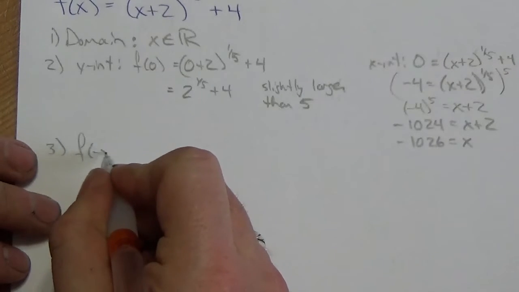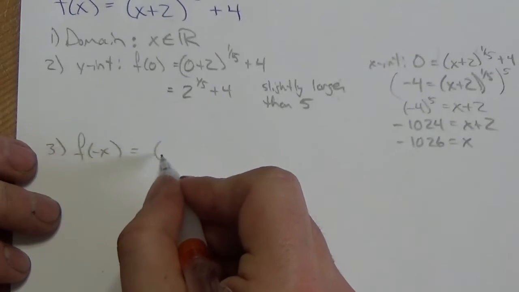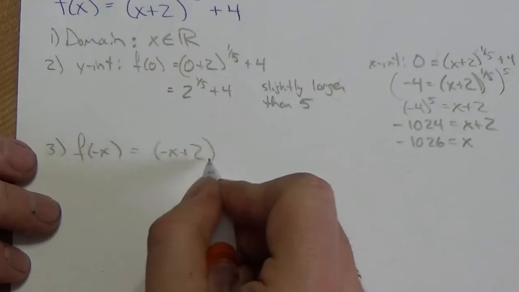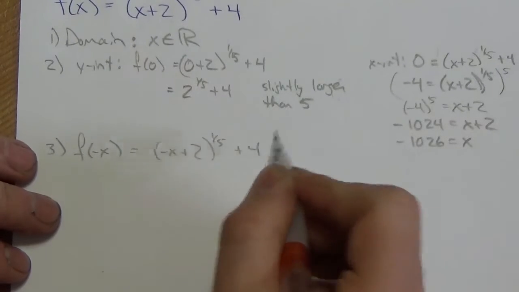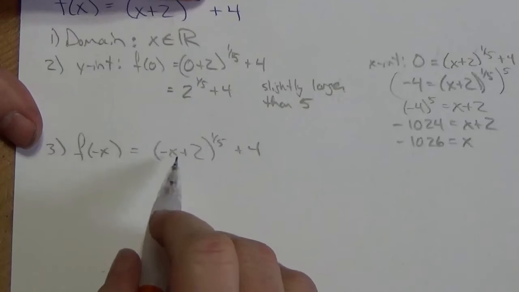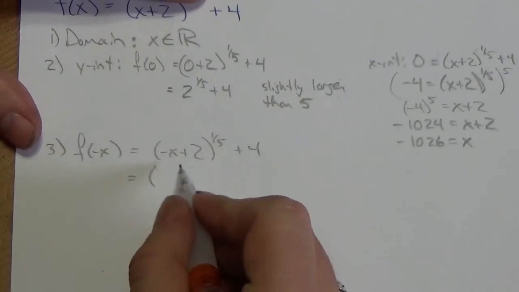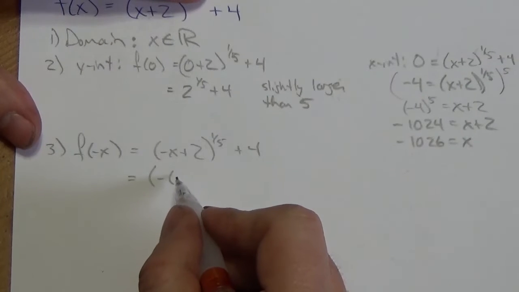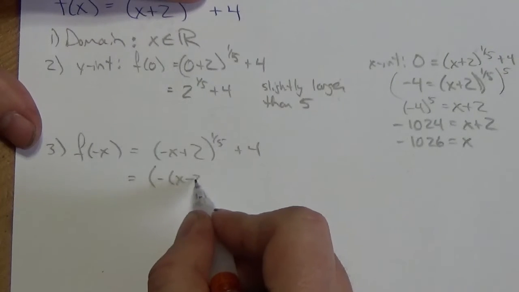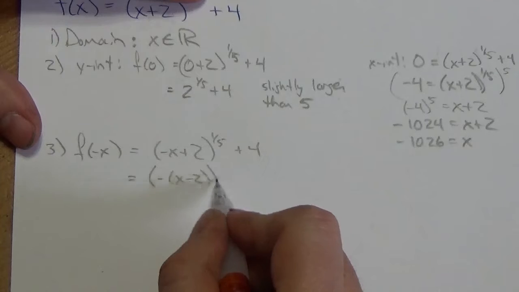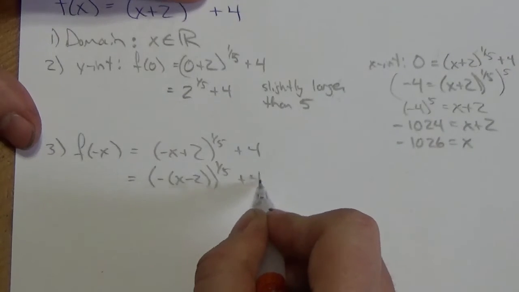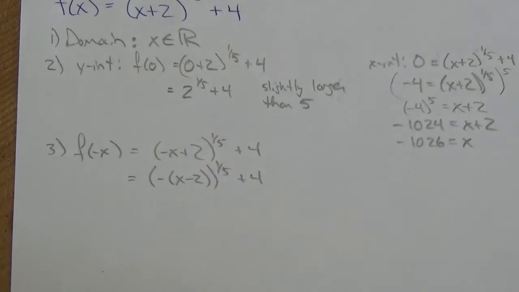I am going to plug in a negative for x. Okay, now in order to see what's going on here, I'm going to have to factor the negative out of that negative x plus 2. And that's going to leave me with negative x minus 2 all to the 1/5, because I do this in steps. I don't try to do this too fast. I do this in steps.